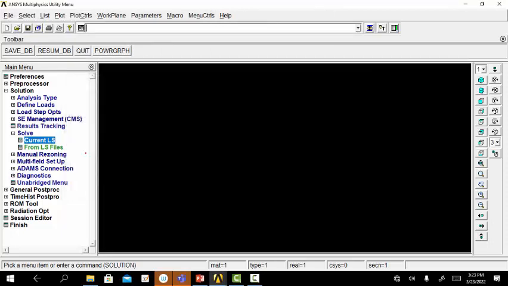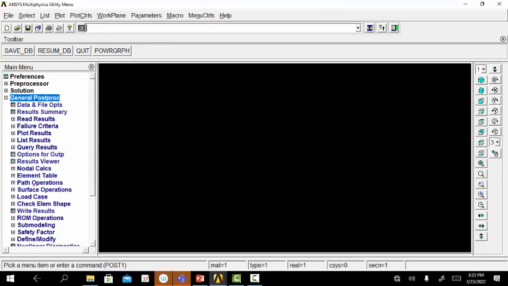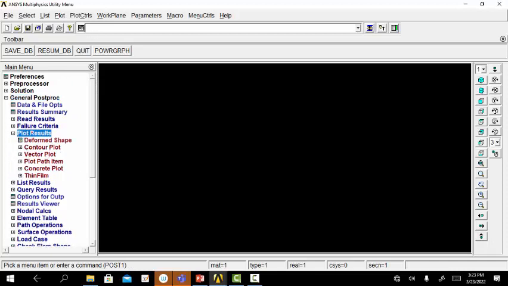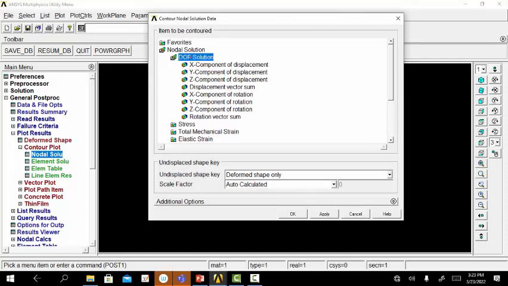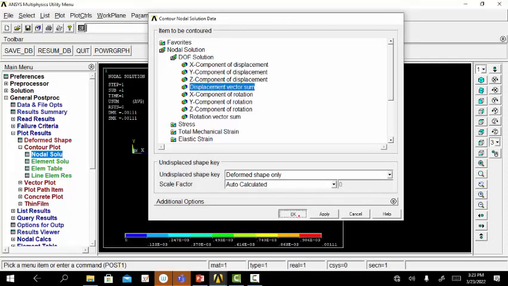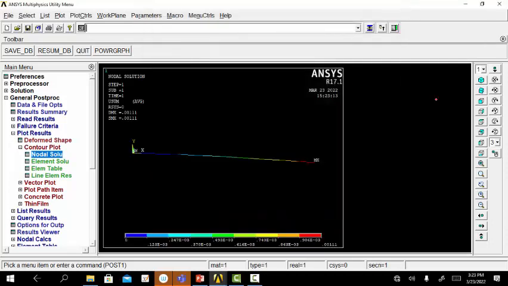Solution is done. So to read the results, go to General Post Processor, Plot Results, Contour Plot, Nodal Solution, DOF Solution, Displacement Vector Sum. So this is the result. So the maximum deformation experienced by the given cantilever beam subjected to uniformly varying load is 0.00111 meter, that is 1.11 millimeter.